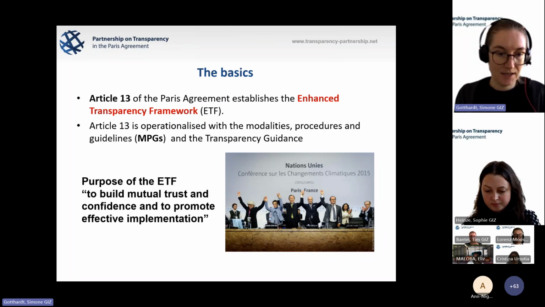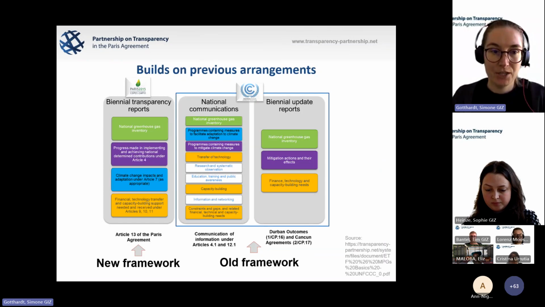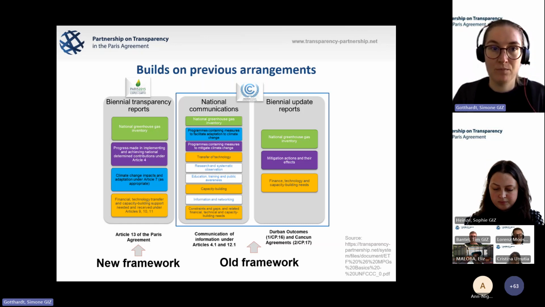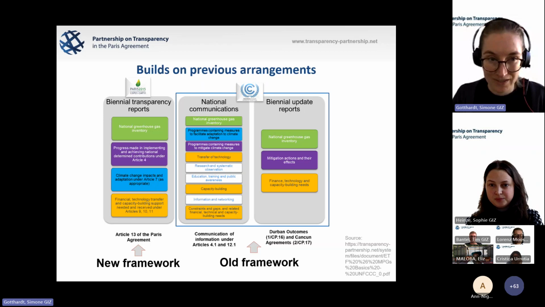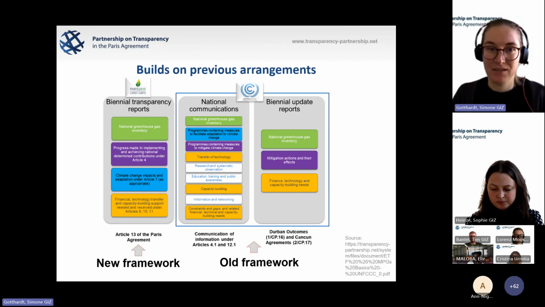On the next slide, I hope now it moved. You can see that the BTR, or the biannual transparency reports, are not entirely new, but they build on previous arrangements that already were in force under the convention, and these were the national communications and the biannual update reports. And with this color frame, you can also see what actually fits again into the BTRs, and therefore, the system is not completely reinvented, but many parts can be adopted.